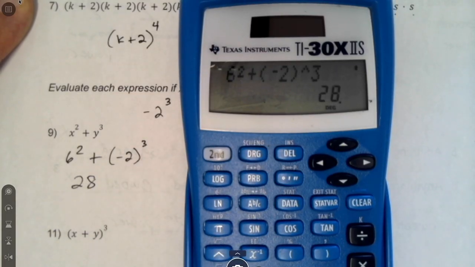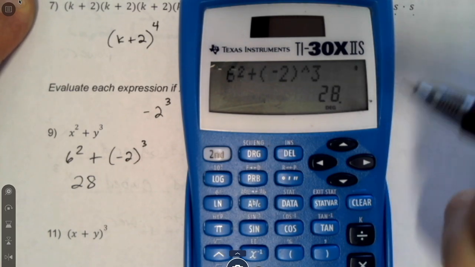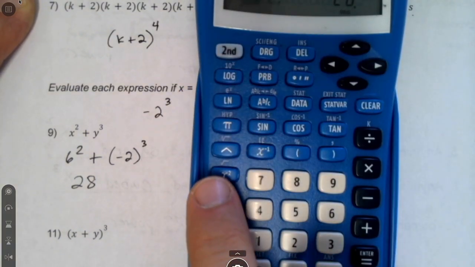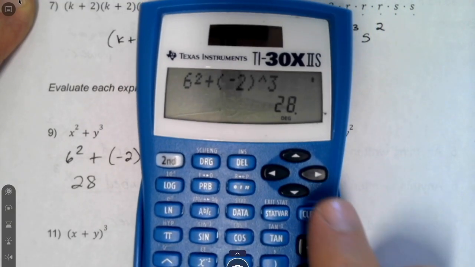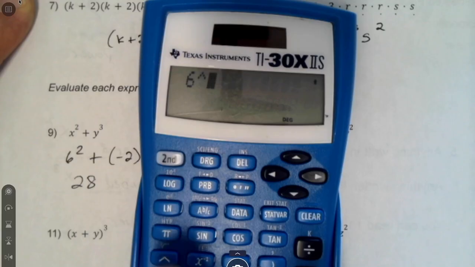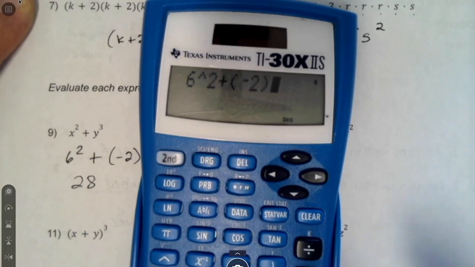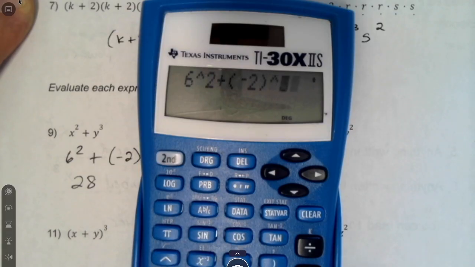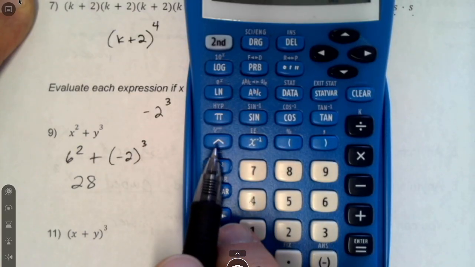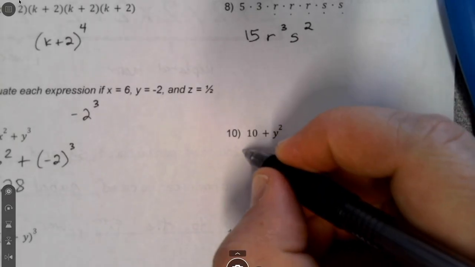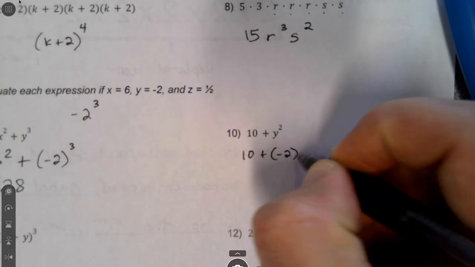Now this is a question I get asked sometimes. Well, do I have to use the squared button to do squared? No, you certainly can, but I could have done the caret for both of these, and I'll show you. I could do 6 caret 2 for 6 squared plus negative 2 in parentheses caret 3 and I still get the same answer. So for squared, you can use the squared button or use the caret and then a 2. Either way will work.